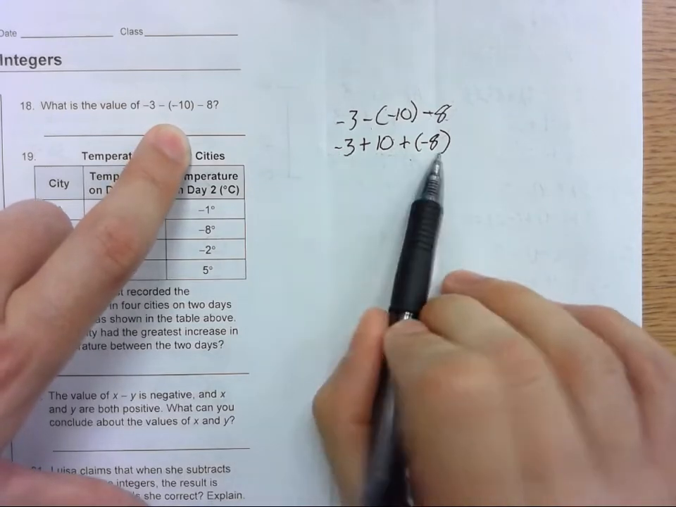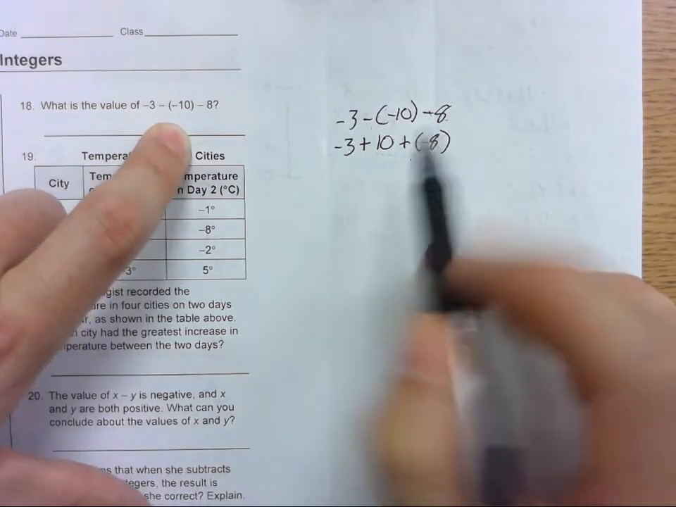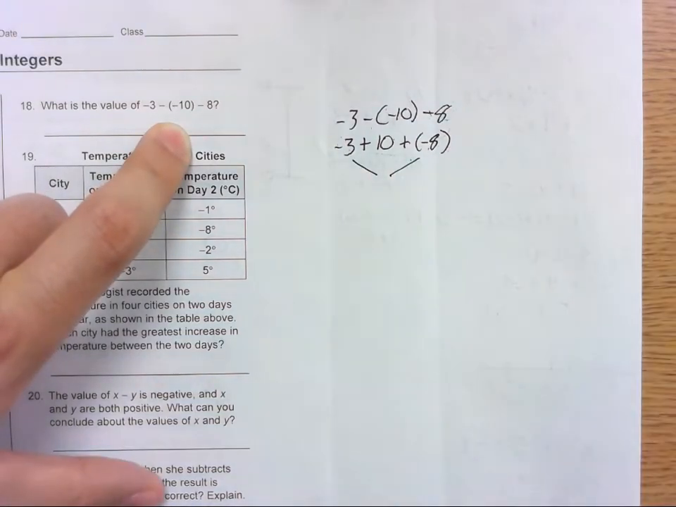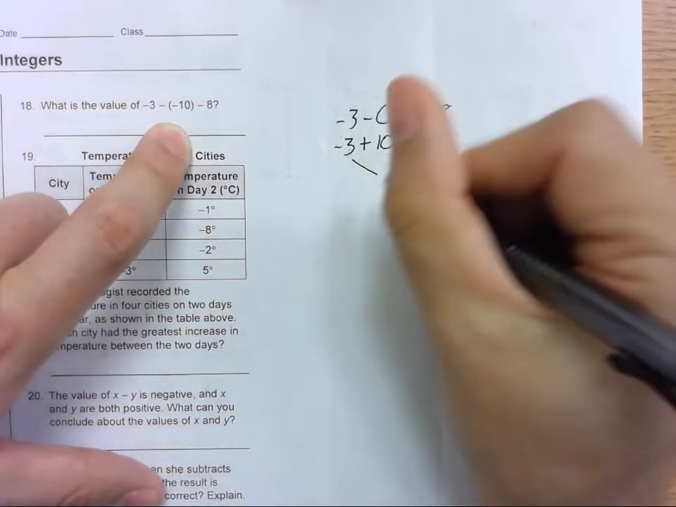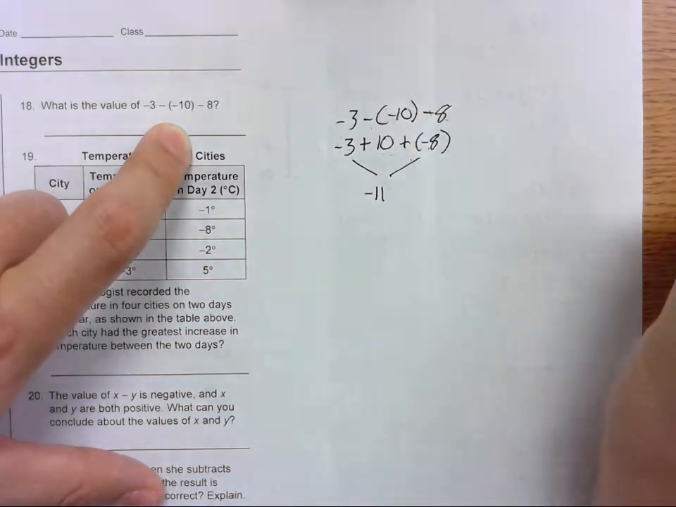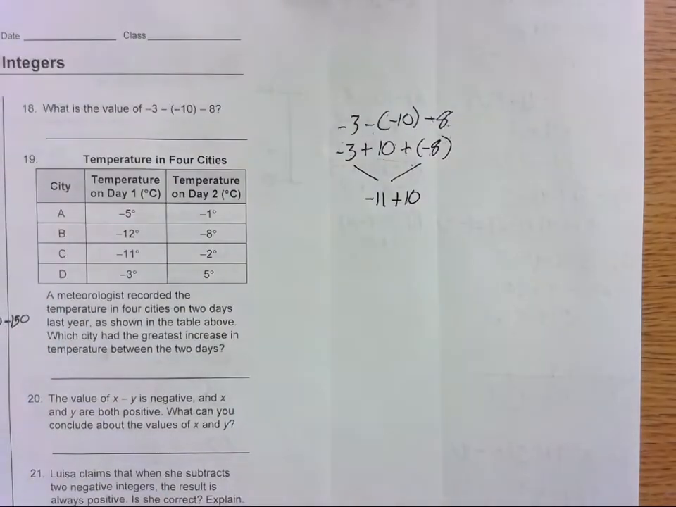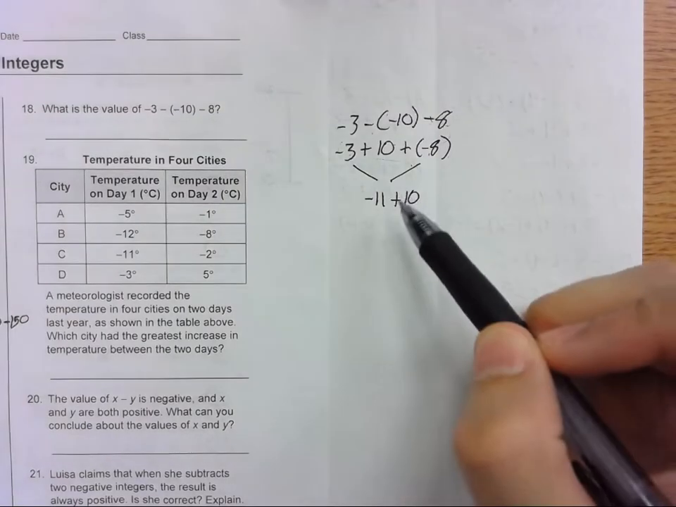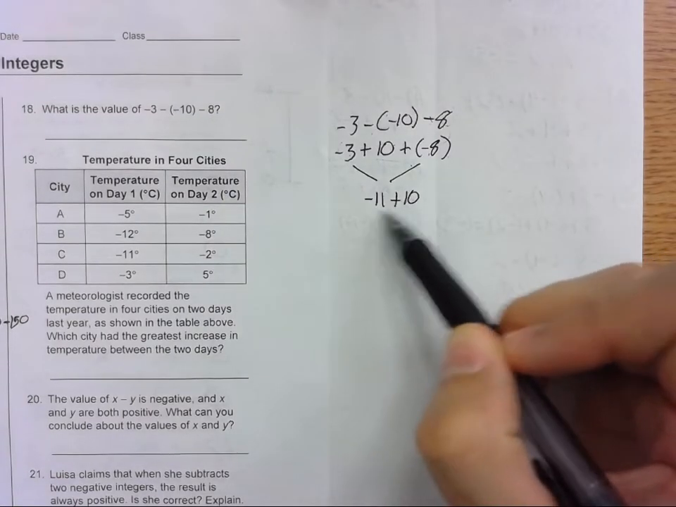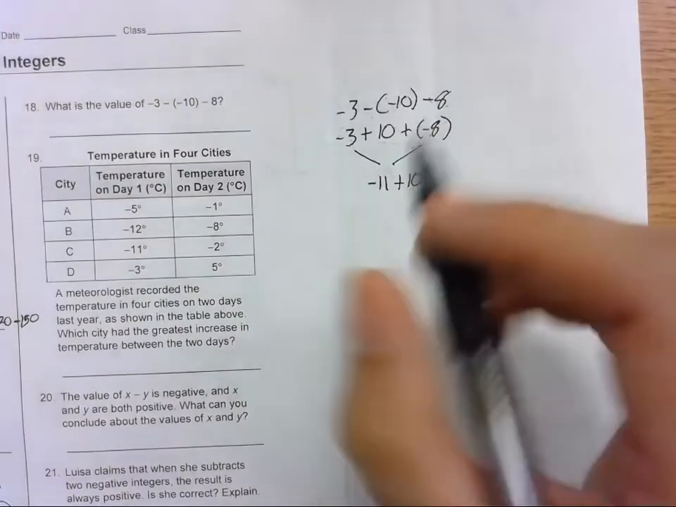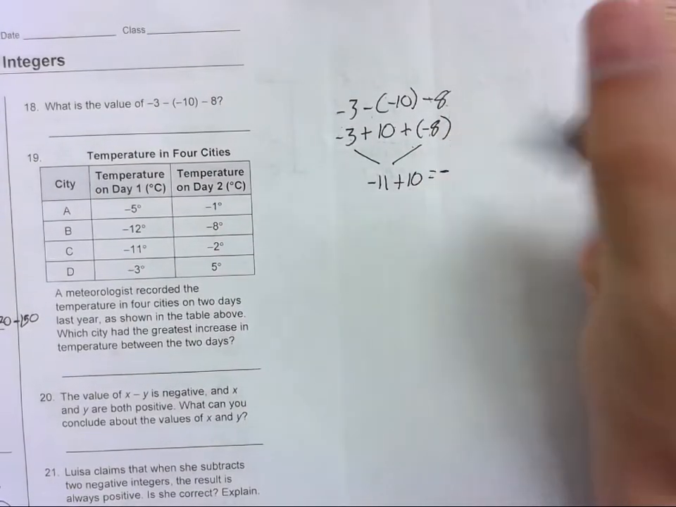That's what we want. Now we combine the negatives, combine the positives. So we have 3 negatives plus 8 negatives. Gives us 11 negatives. Then we have to add the 10. When we're adding, which number has the greater absolute value? Which one's further from 0? The negative. So the answer is negative.